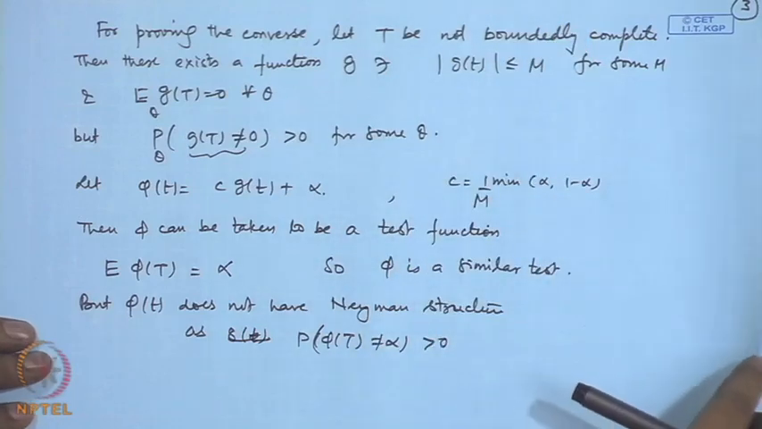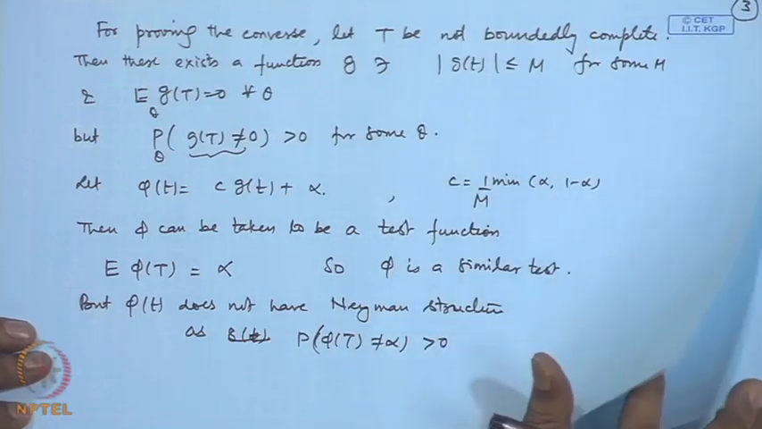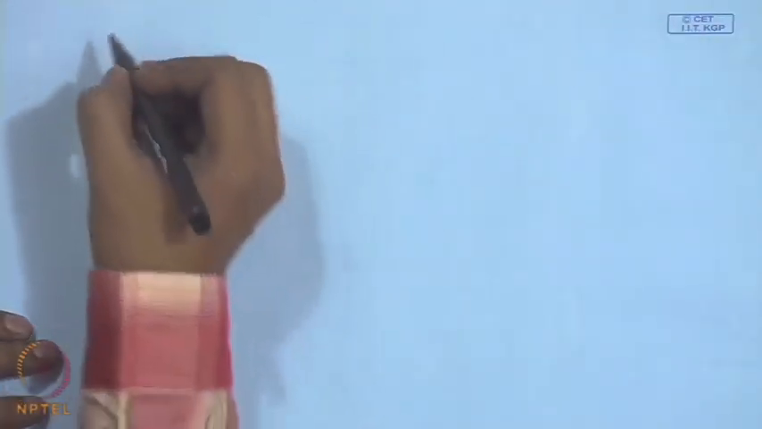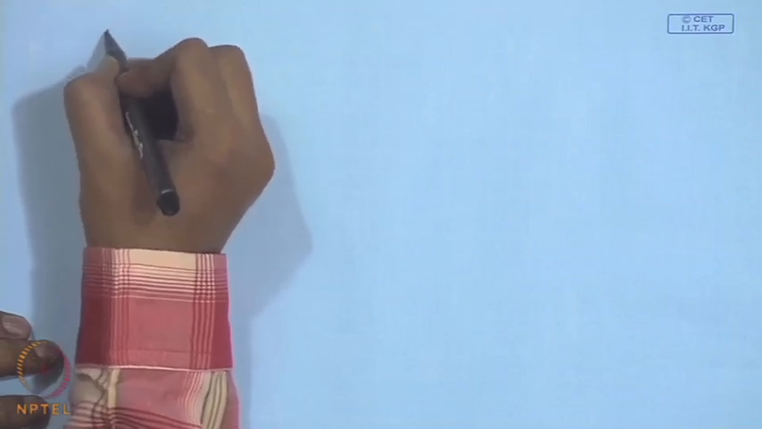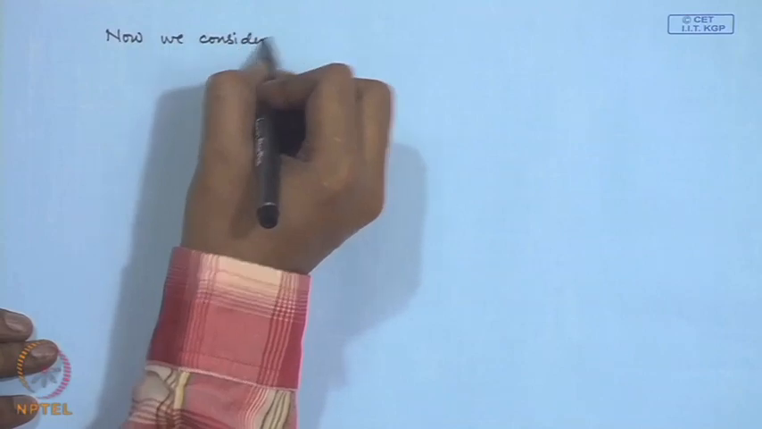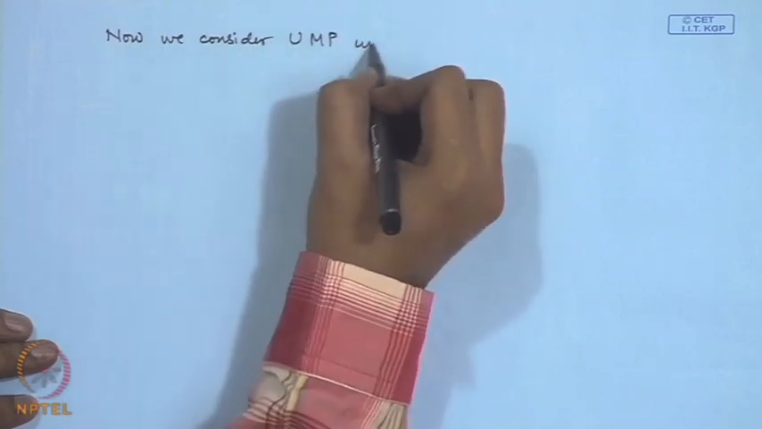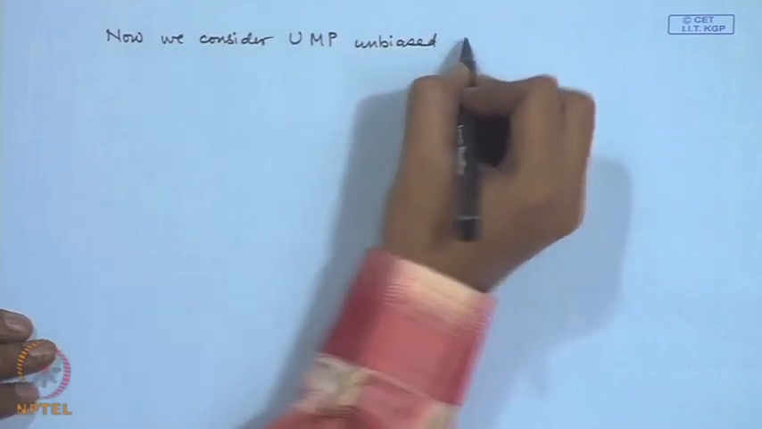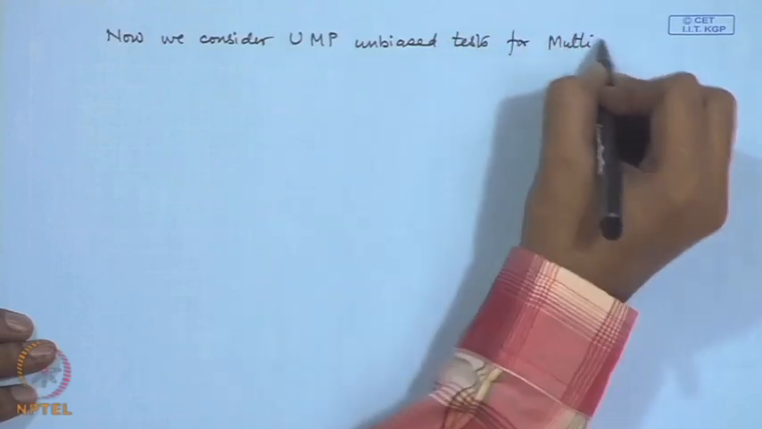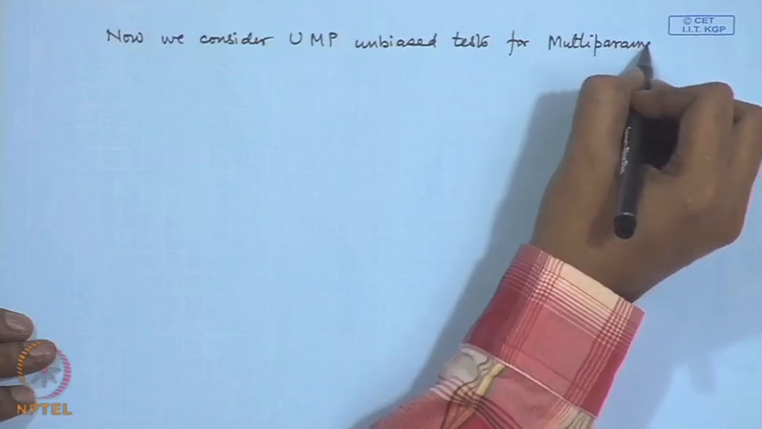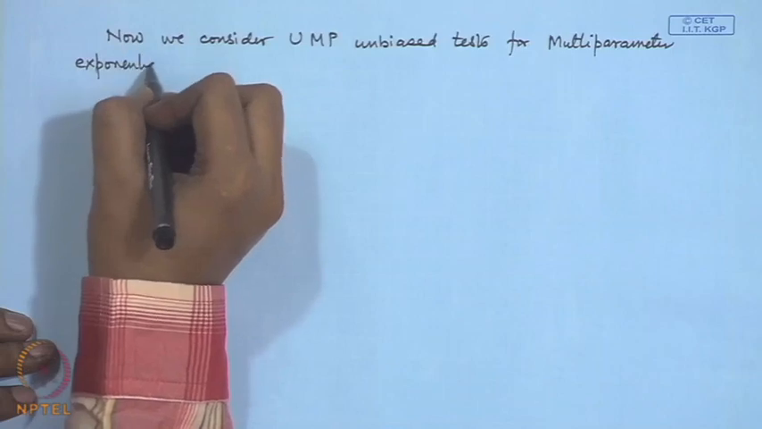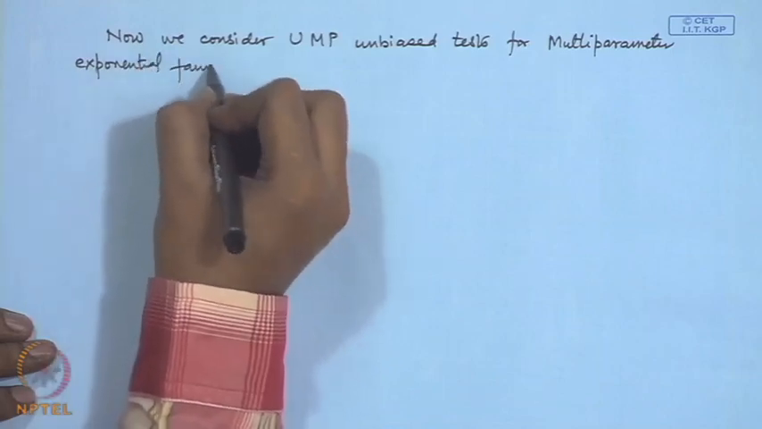Now, these results are useful for deriving the UMP unbiased tests for multiparameter exponential families. So, let us consider now UMP unbiased tests for multiparameter exponential families.